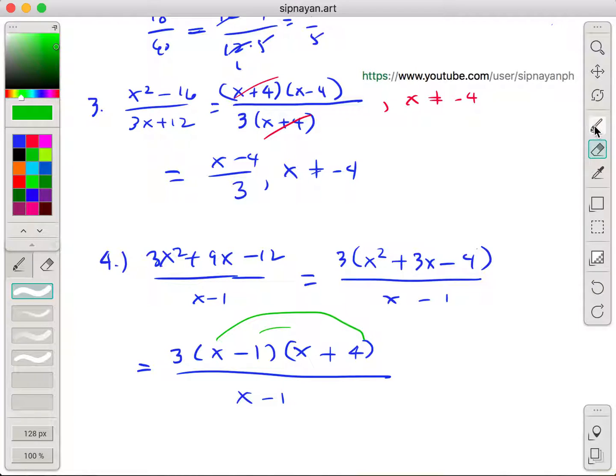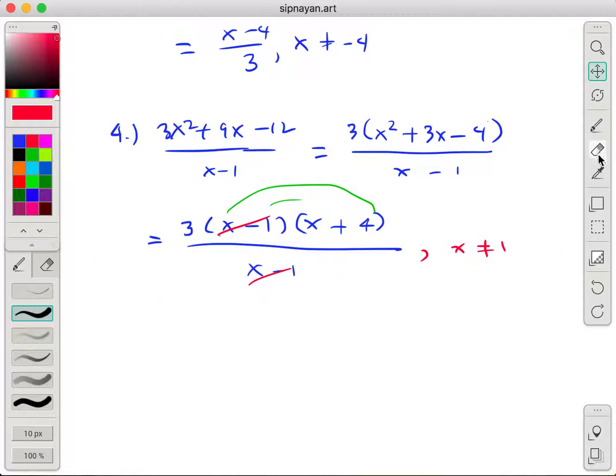Meaning, we can cancel out yung x minus 1. No? And again, dapat dagdagan natin ng condition. Kailan maging 0 to? If x is 1, so dapat x is not equal to 1. No? Para hindi maging 0 yung denominator natin. Meaning, the final answer is 3 times quantity x plus 4, where x is not equal to 1. Okay, that's it. I hope meron kayo natutunan sa video na to.